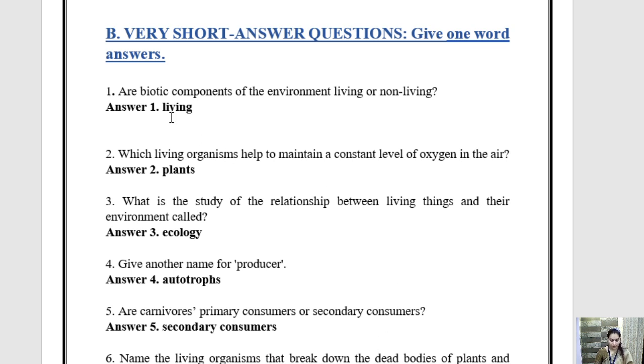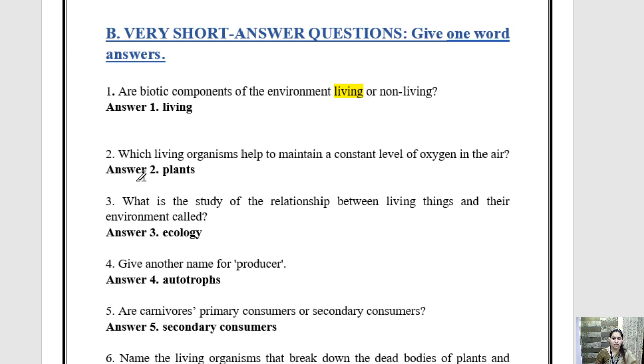So question number 1. Are biotic components of the environment living or non-living? So they are asking whether the biotic components are living or non-living. So biotic components, children, we know that they are living. So write the answer living. You can even tick it over the living. Okay. If here instead of biotic it was abiotic, then it would be non-living, but biotic components are living. Alright.